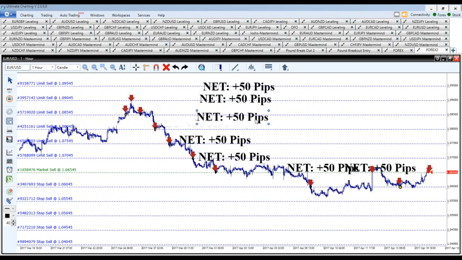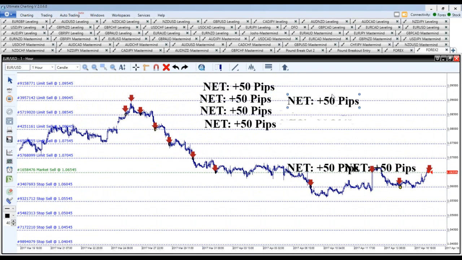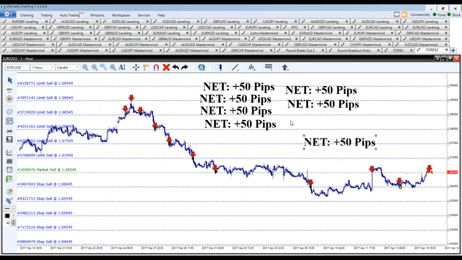1, 2, 3, 4, 5, 6, 7. Even for the worst of those strategies and those currency pairs, where you feel it is just impossible to generate income, it's working.